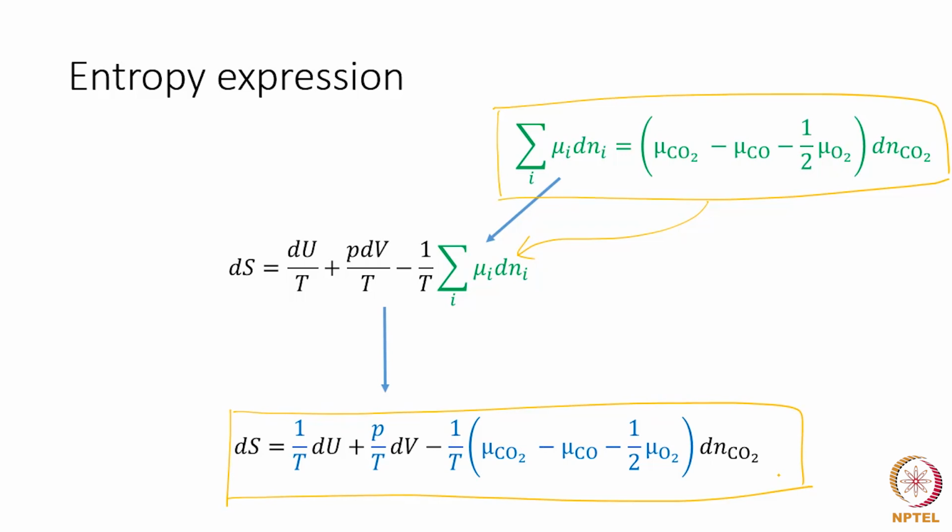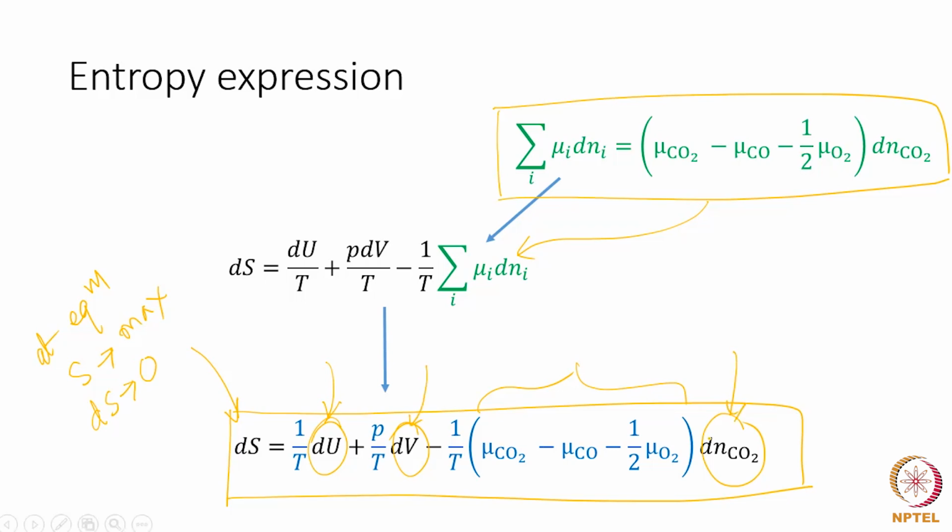dS is 1 by T dU plus P by T dV minus 1 by T into a functional form connecting all 3 chemical potentials into dnCO2. Now here is the argument that we are going to use. We have the differentials which can be arbitrary, but we would like that at equilibrium the entropy of the system is going to be a maximum, which implies that the dS is going to be 0. And when do we guarantee that the dS is 0? For any arbitrary values of dU, dV and dnCO2. So here we realize that it's an isolated system, so this quantity is going to be 0, and it's an isolated system which also has a rigid wall, so this quantity also is going to be 0, which means the way we can have dS as 0 is by ensuring that this coefficient has to be 0, because this is still arbitrary and quite possibly a finite number.